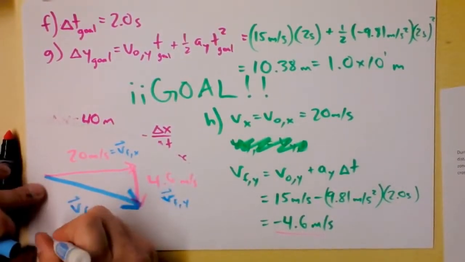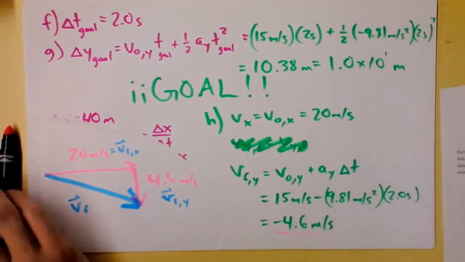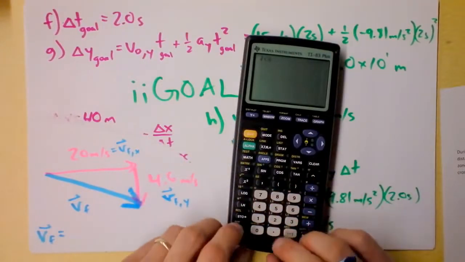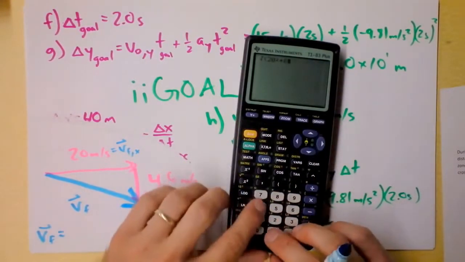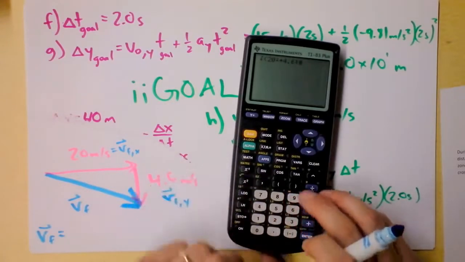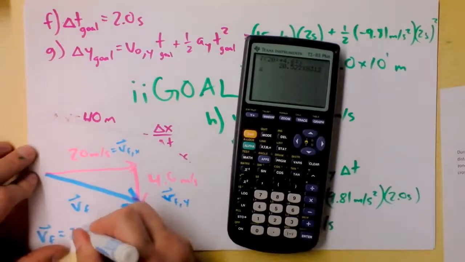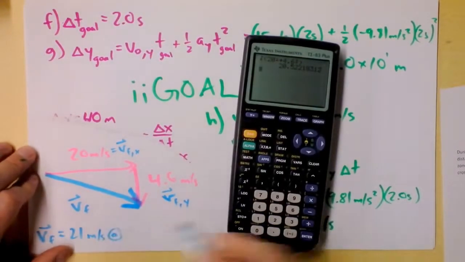So here's what I say. The final velocity vector is, and I do Pythagorean theorem to find the length of that right there. Here, watch me. I'll do it in front of you. I'm going to take the square root of 20 squared plus 4.6 squared. That's 20.5. That's going to go to 21 meters per second when I do sig figs.